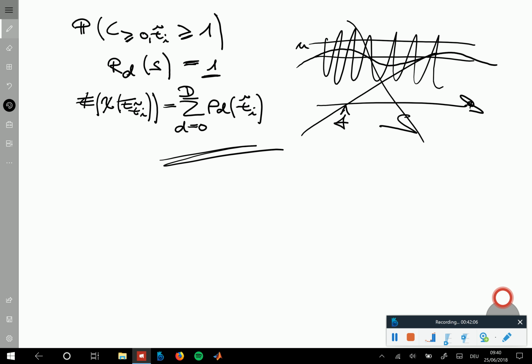Then, next time, family-wise error correction and why this probability larger than 1 relates to family-wise error correction, and on we go.